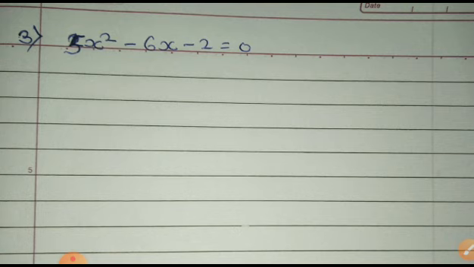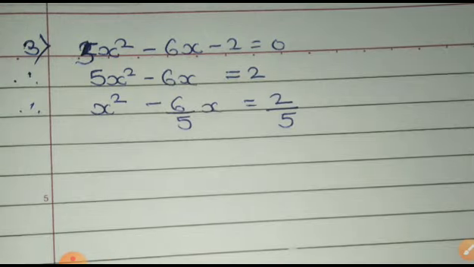5x square minus 6x minus 2 is equal to 0. First step, only x terms on one side, other side only constant. Check whether the coefficient of x square is 1 or not. If it is not 1, divide throughout by that number. Okay, so this I have got.